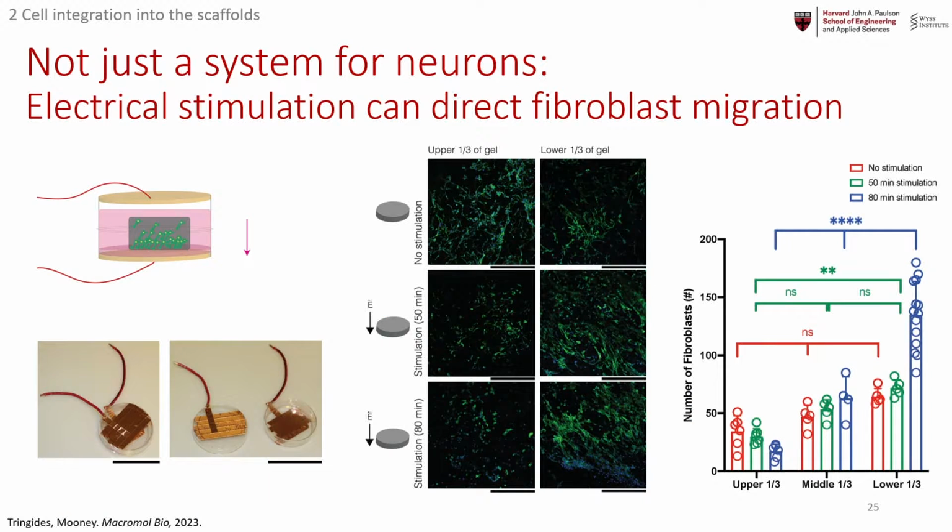I'll just make a small note. This is not just a system for neurons. Fibroblasts are also responsive to electrical stimulation, so then we had another study where we applied electrical stimulation in the Z direction, and you can see too that you're able to now migrate and direct the migration of fibroblasts towards the bottom part of the gel if you apply the stimulation this way. So it's an exogenous stimulation that is applied throughout the scaffold.